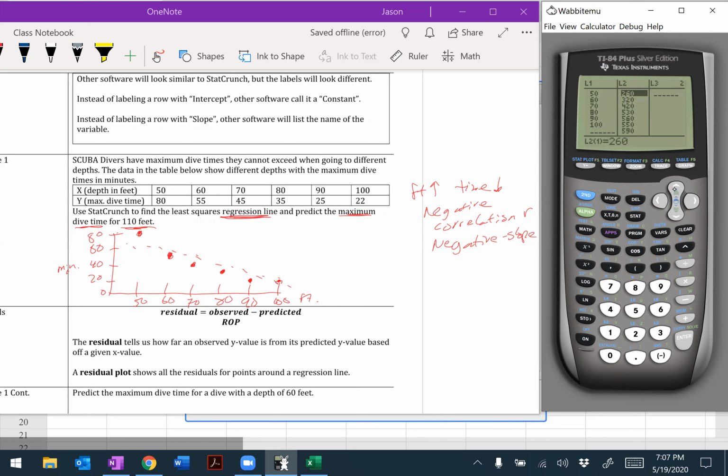My Y values are going to be 80, 55, 45, 35, 25, 22. Delete, delete, delete, everything else. Okay, so we have these values in there.